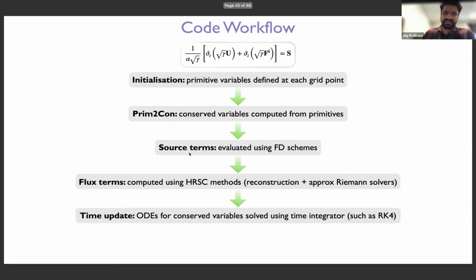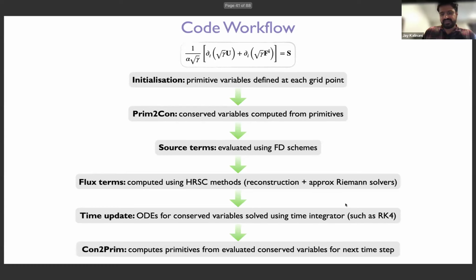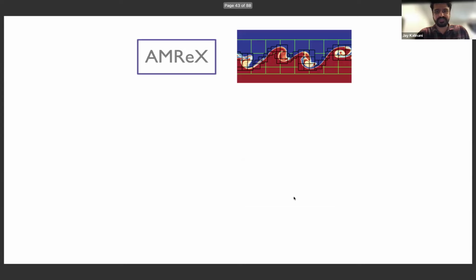Now then flux minus source essentially gives you an ODE in time that you can evolve using a time integrator such as RK4, for example. And then the last step is to do the con-to-prim to compute the primitives for the next time step. And then you keep doing the same thing, you keep evolving your code. Once you have your primitives, this is essentially a loop until you want to see the solution that you require.